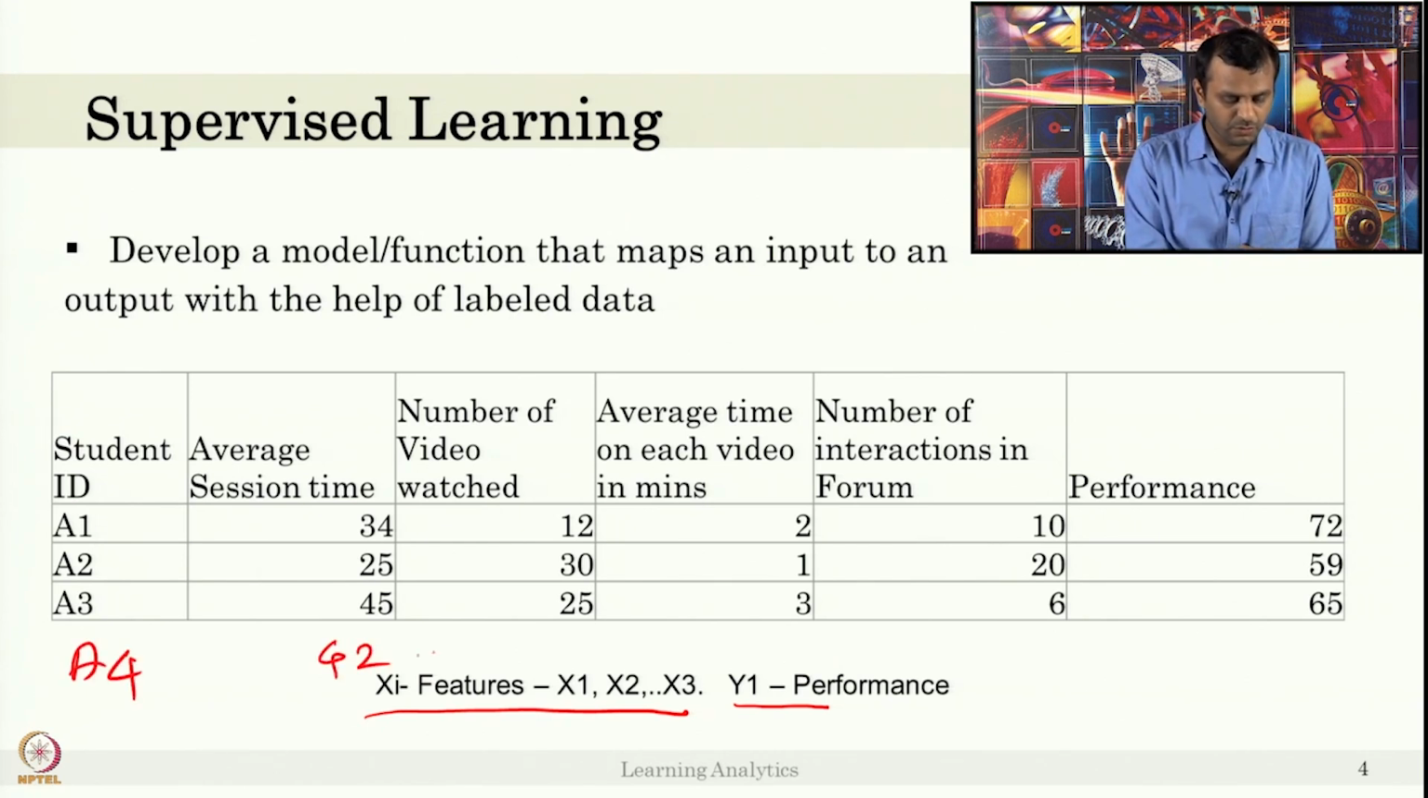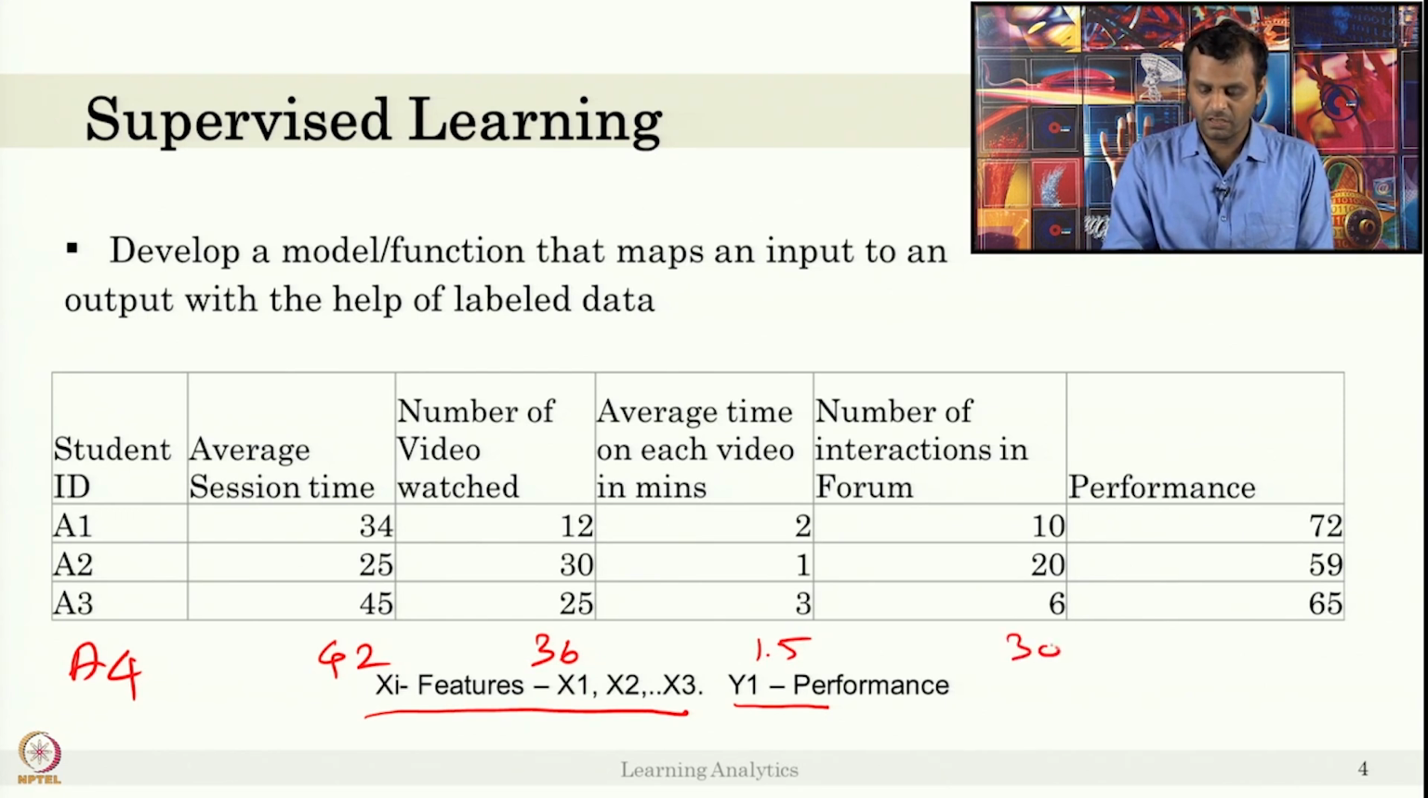a different time 42, and the number of videos watched is say 36, and they watched only 1.5 minutes, number of interactions is say 30, what will be the performance? So the idea in machine learning is that you have supervised data, that is, you have students' interaction, that is the observation input data, and also the label. Create a model using this data and test it, or predict the performance on the new student or new data you are yet to see. That is machine learning.